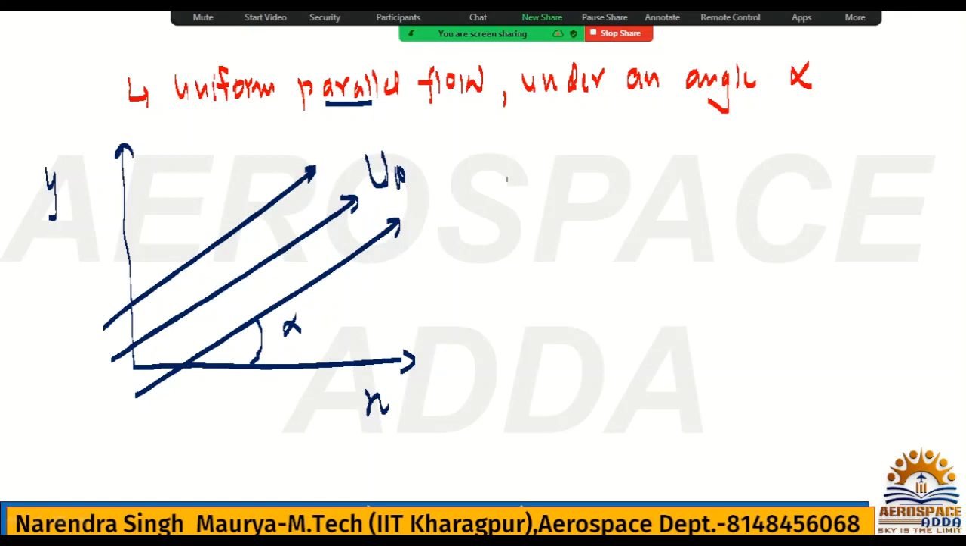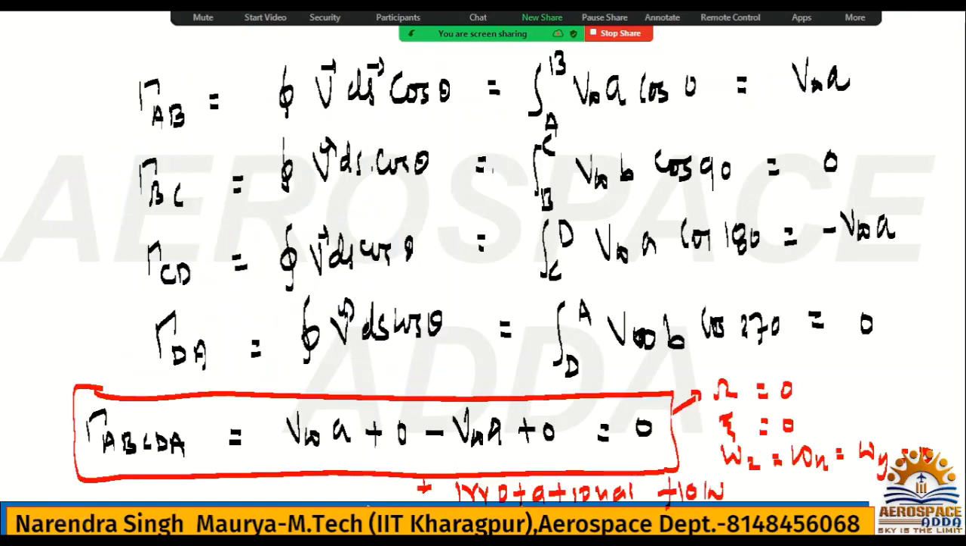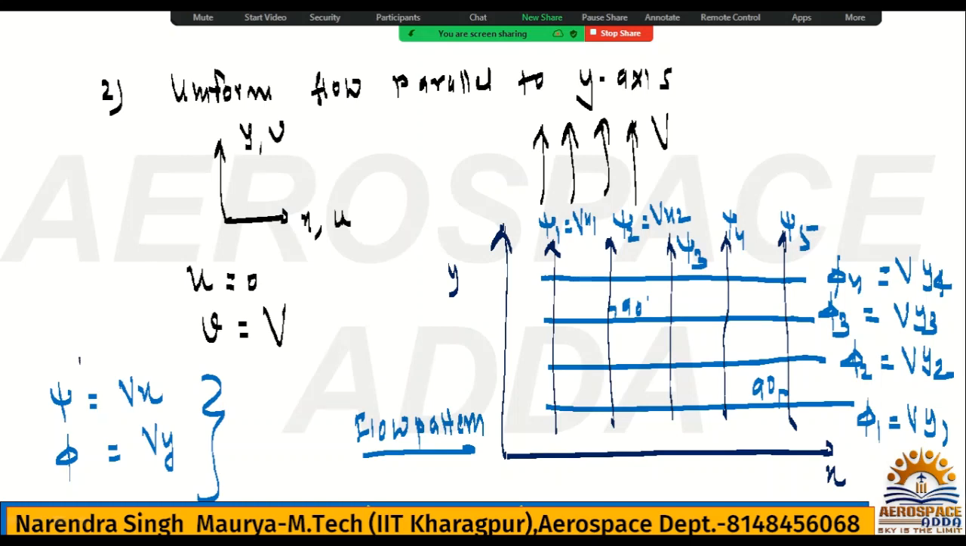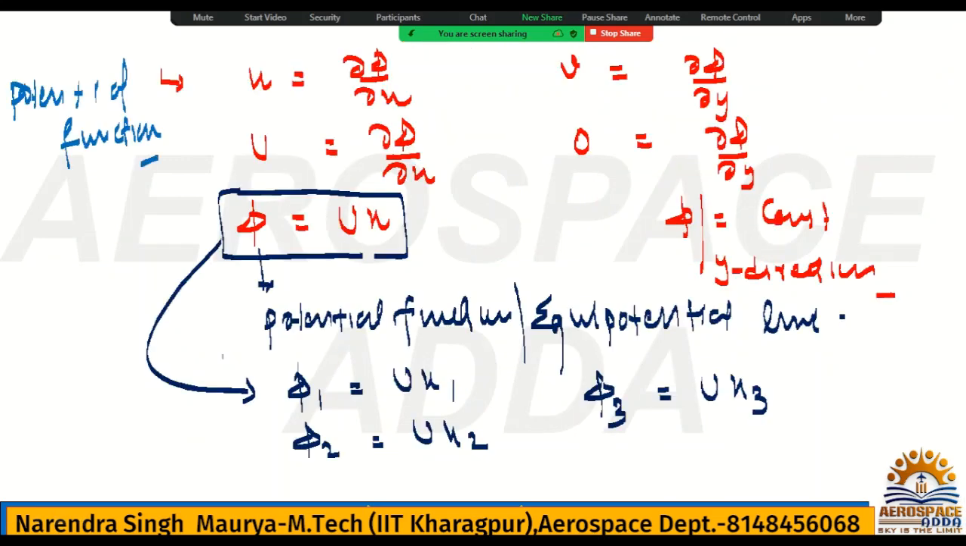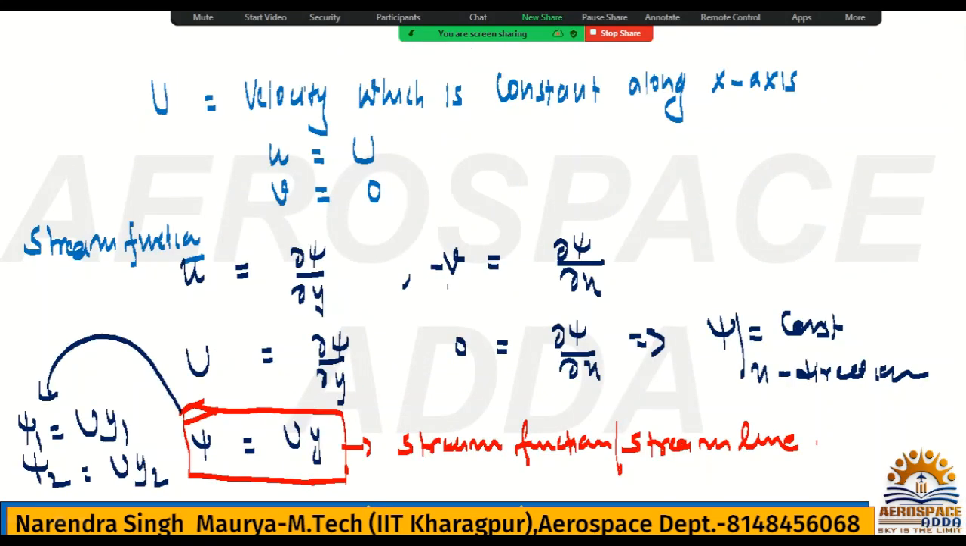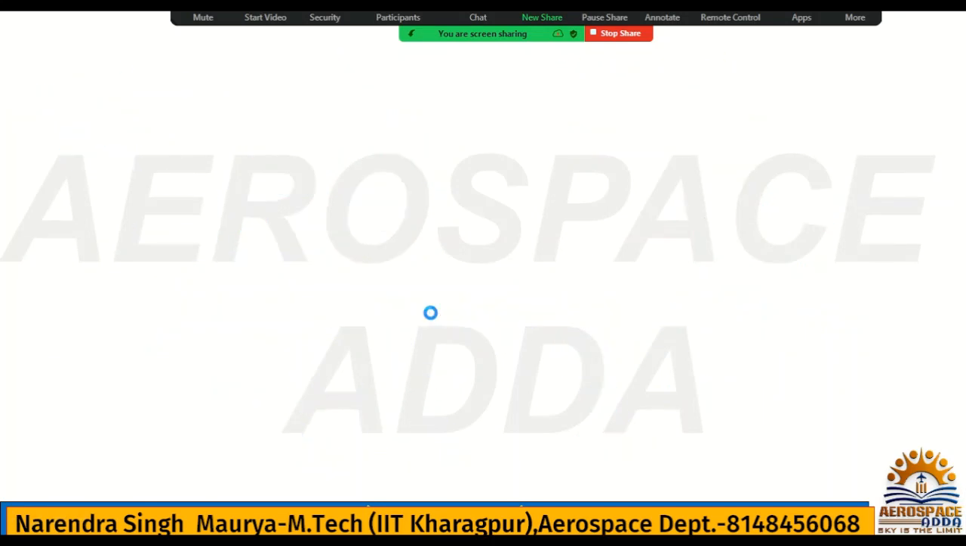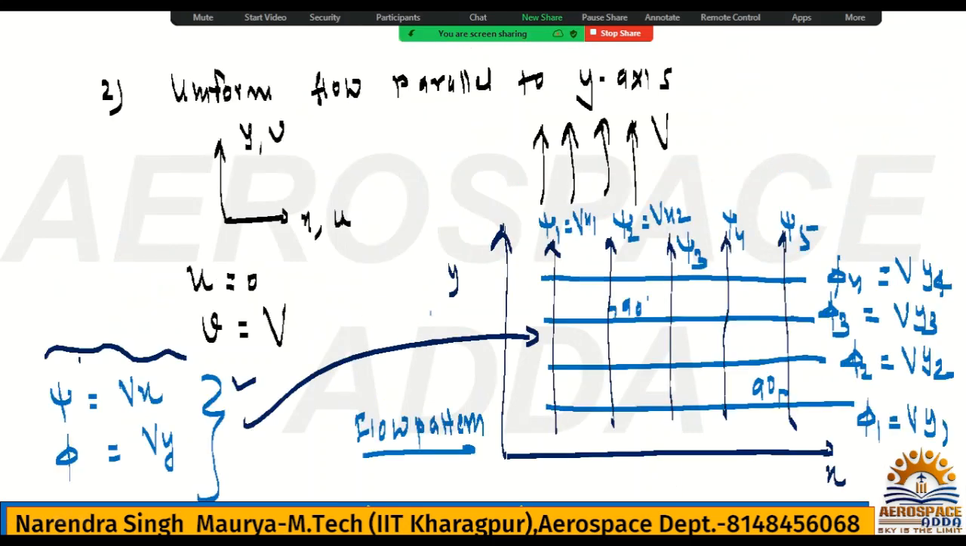I will give the result for phi and psi directly, see this result. With the help of this result only you can draw this plot. How will you achieve this result? I had given the proper derivation first, for flow parallel to the x axis. Similarly, you can achieve it for flow parallel to the y axis also, and with this result you can draw the plot.